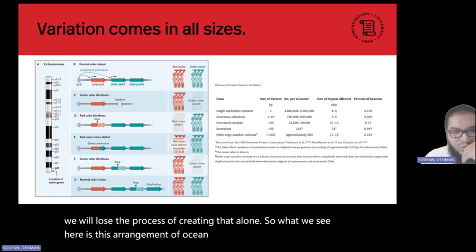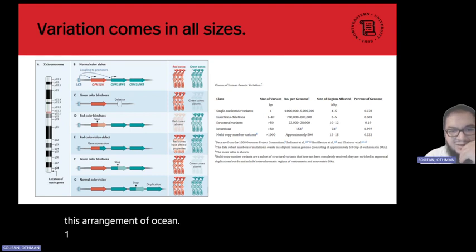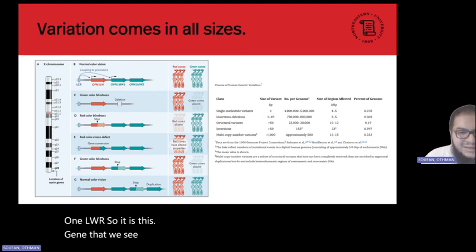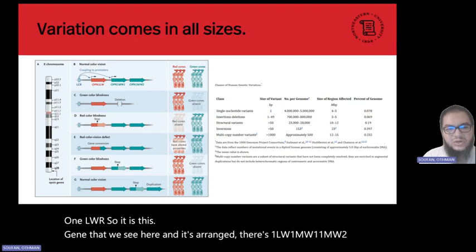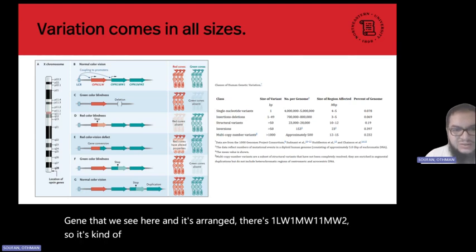So what we see here is this arrangement of the OPN1LW gene, and it's arranged with one LW, one MW1, one MW2. So it's a head to tail arrangement, and this is the normal color vision.